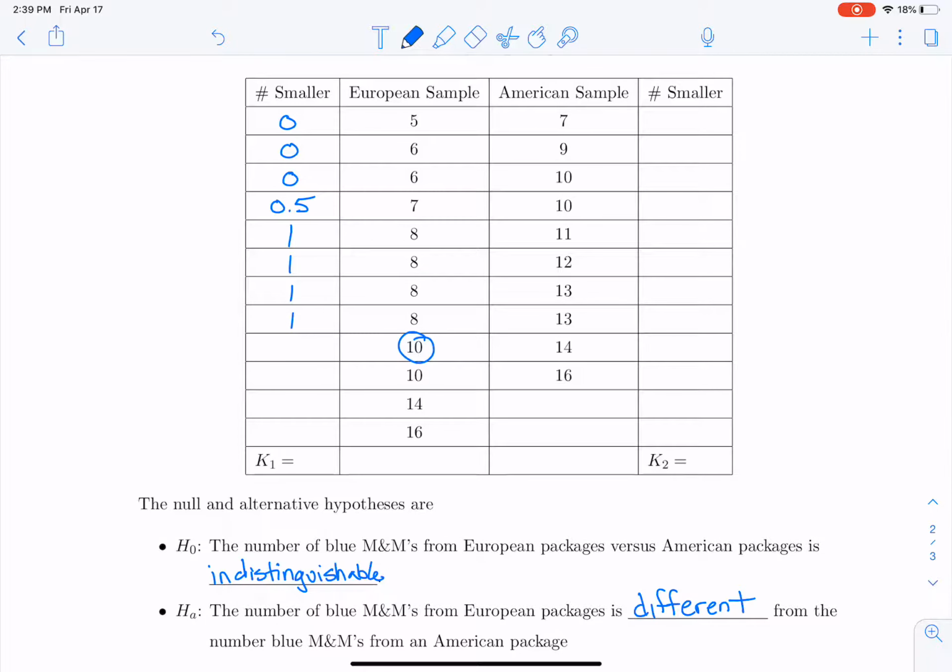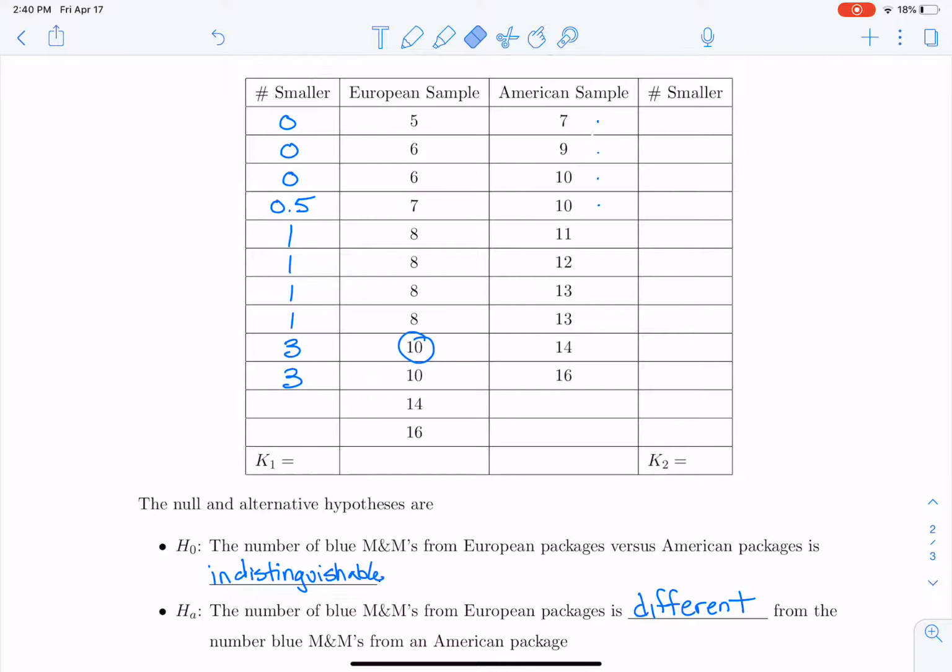And I will look at the American samples and notice that there were 1, 2 that were smaller, and then there were 2 that were tied. So the number that is smaller, I'll count as 1, 2, 2.5, 3. So I'll count half for each tie. So there are 3 recorded as smaller. I'll do that, of course, for the next 10 as well.